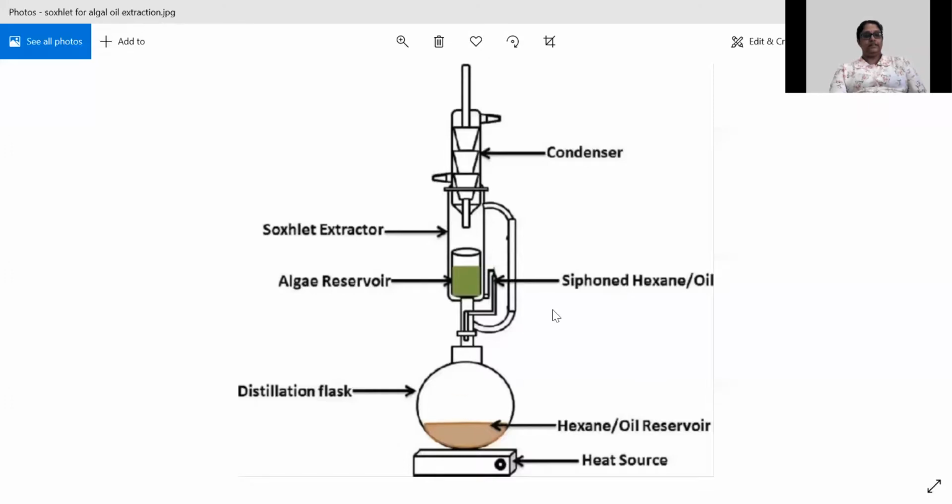Like as I had shown you, there are three portions. There is the solvent reservoir, there is a condenser, and there is the extractor. So in the extractor, you have your sample kept, which will be your oil seed, and into which the hexane will be condensing and falling drop by drop.